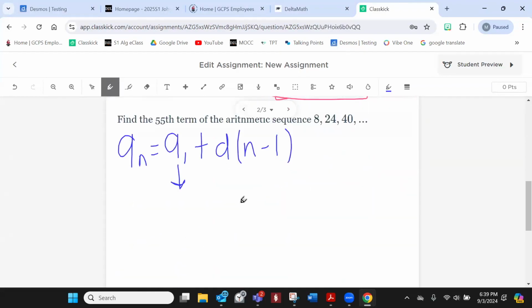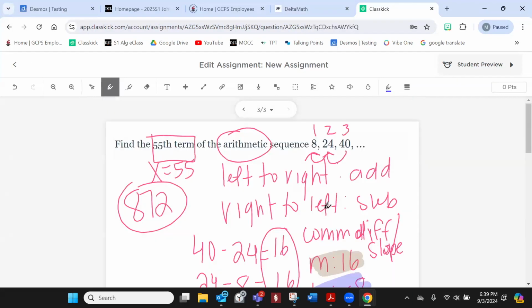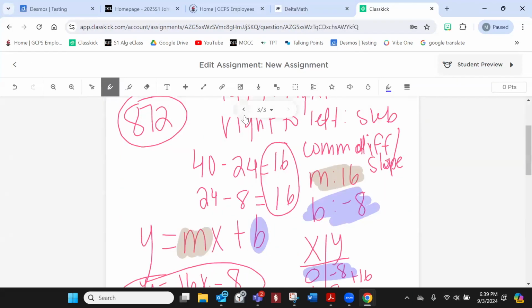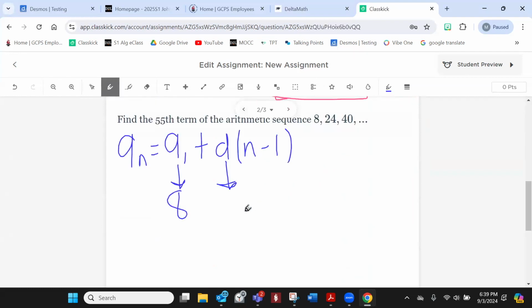All right, so the first term is 8. A sub 1 is the first term. D is the common difference. If you go back and look at this question, the common difference was 16. Remember, we took 40 minus 24, which gave us 16. And then remember, n is the term that we're trying to find. Y'all, this is a way simpler way, so you may want to do it this way instead.